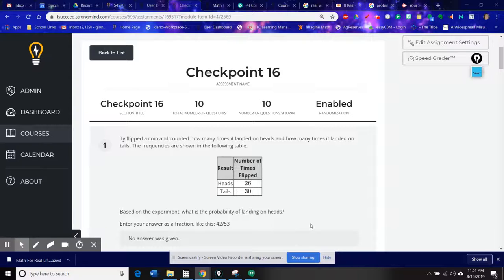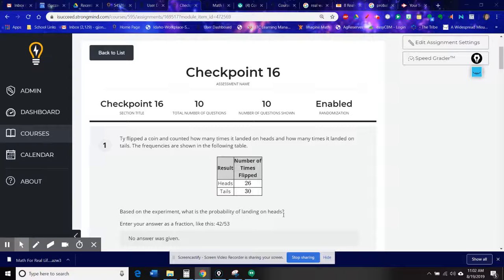So we're on probability and we're having some of these questions and they're all written just a little bit differently. So let's look at the very first one. Ty flipped a coin and counted how many times it landed on heads and how many times it landed on tails. The frequencies are shown in the following table. So I can see that heads it landed 26 times and tails 30 times. It says, based on the experiment, what is the probability of landing on heads?